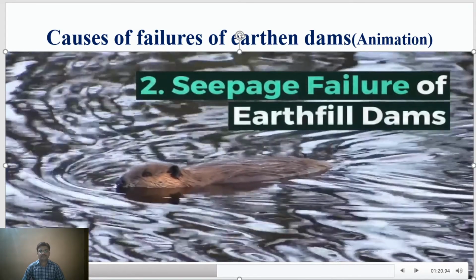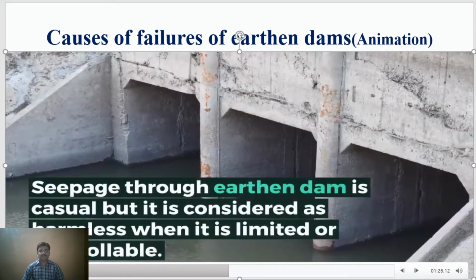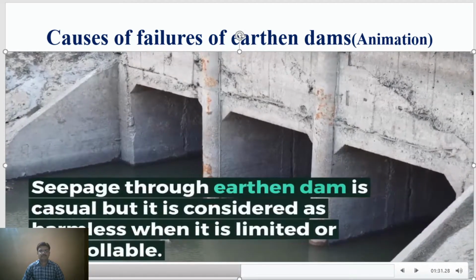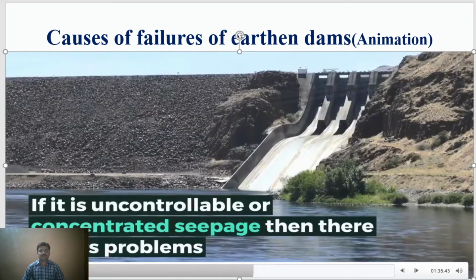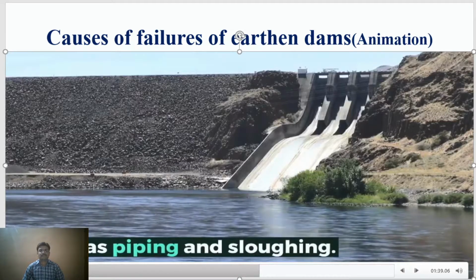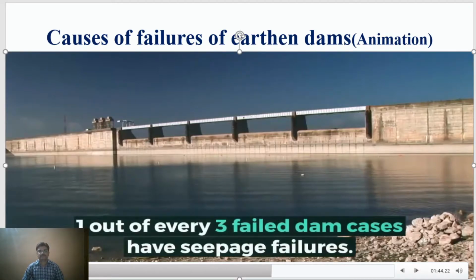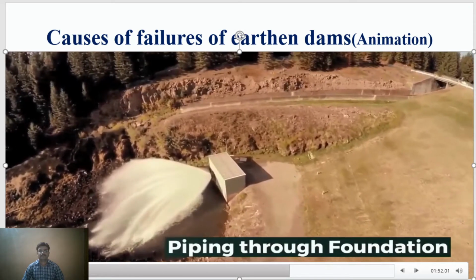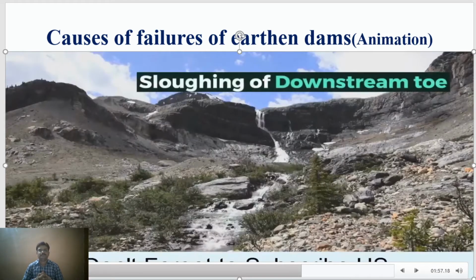2. Seepage failure of earth-filled dams. Seepage through an earthen dam is casual, but it is considered harmless when it is limited or controllable. If it is uncontrollable or concentrated seepage, then problems such as piping and sloughing occur. 1 out of every 3 failed dam cases have seepage failures. Seepage failure arises due to piping through foundation, piping through dam body, and sloughing of downstream toe.